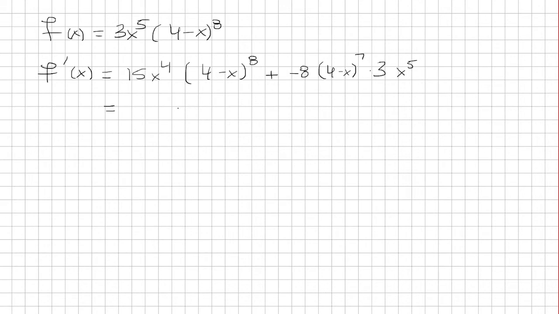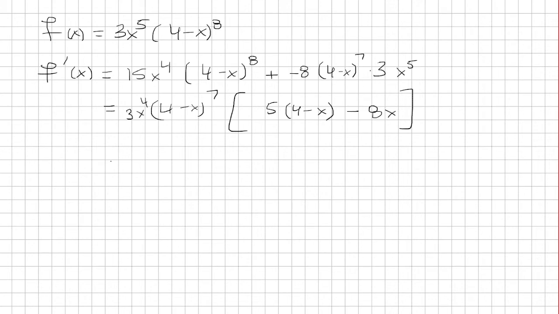Now I can factor out a (4 minus x) to the seventh, and then a 3x to the fourth. All I'm doing is just looking at the minimum exponent of x to the fourth, x to the fifth, and then (4 minus x) to the eighth and (4 minus x) to the seventh. Finally, 15 and 8 times 3, the GCF there is 3. So I can have 5 left over times (4 minus x), and then minus, I need an 8 and an x here.